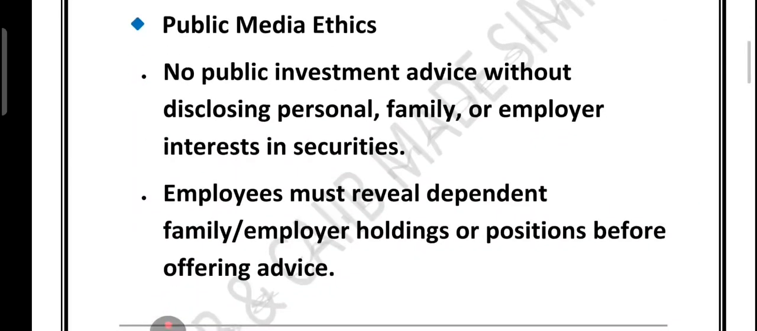Moving on to public media ethics. If a sub-broker or their team gives investment advice publicly, say on social media, television or in any article, they must clearly disclose if they or their family or employer hold any interest in those securities. This ensures full transparency and credibility in their advice.